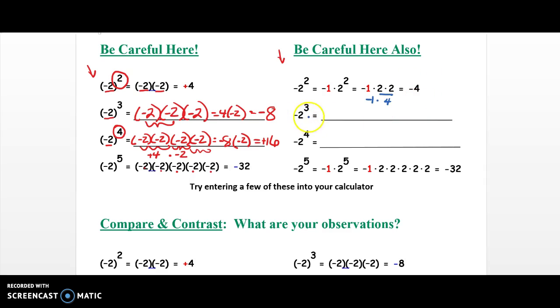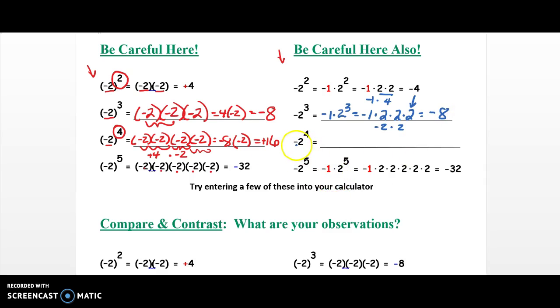All right? In this instance, I've got negative 2 to the 3rd power. Since the negative 2 is not in parentheses, the negative is not part of your base. What it's saying is take negative 1 times 2 raised to the 3rd power, which is the same as negative 1 times 2 times 2 times 2. Negative 1 times 2 is negative 2. Negative 2 multiplied by 2 is negative 4. Negative 4 multiplied by the last 2 is negative 8.